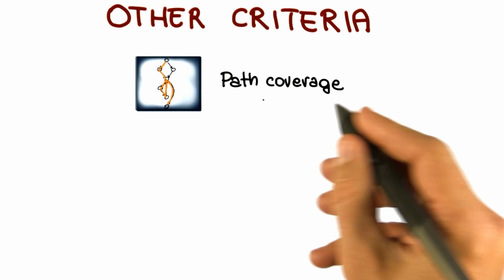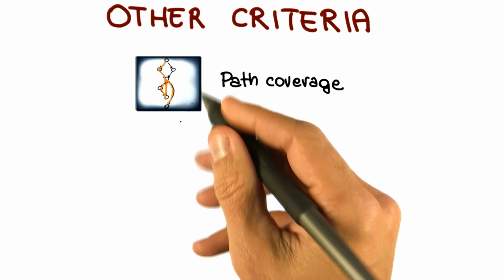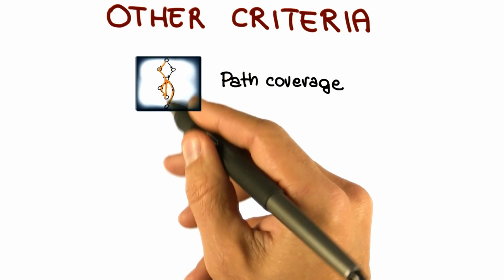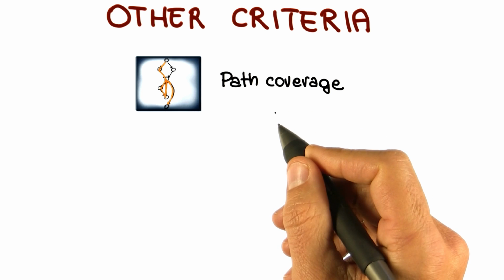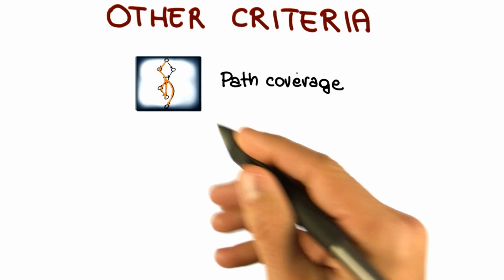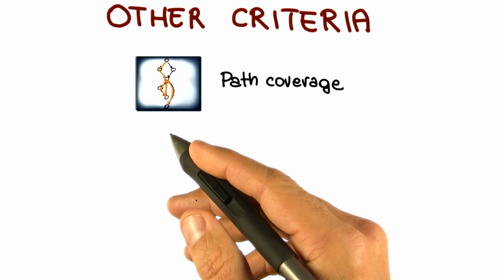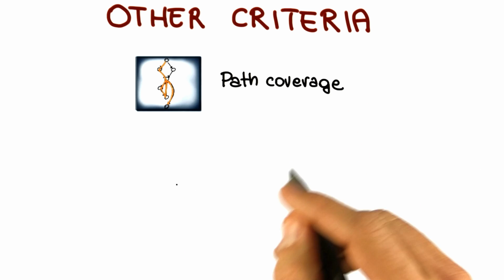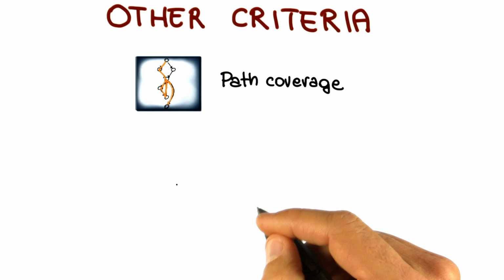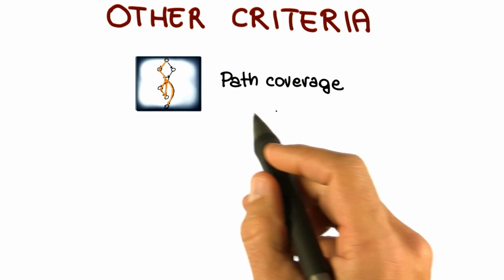In path coverage, the test requirements are all the paths in the program. What that means is that to satisfy this criterion, we need to generate enough test cases such that all the paths in my program are covered. As you can imagine, this is incredibly expensive because any non-trivial program has a virtually infinite number of paths. Therefore, we will need a virtually infinite number of test cases to satisfy the path coverage criterion.